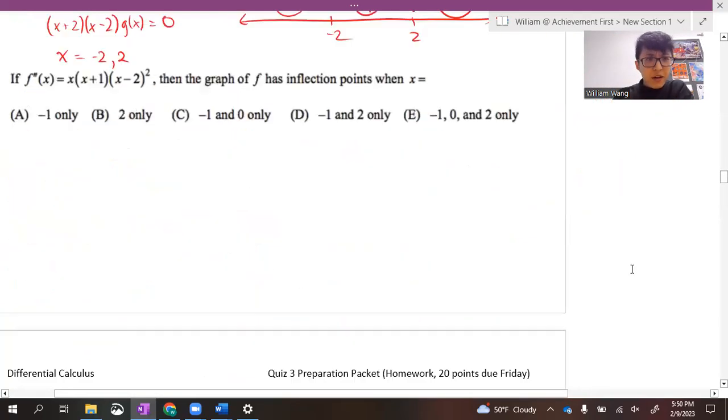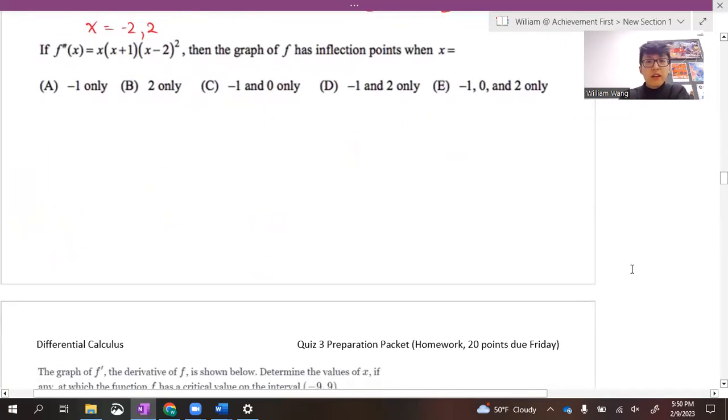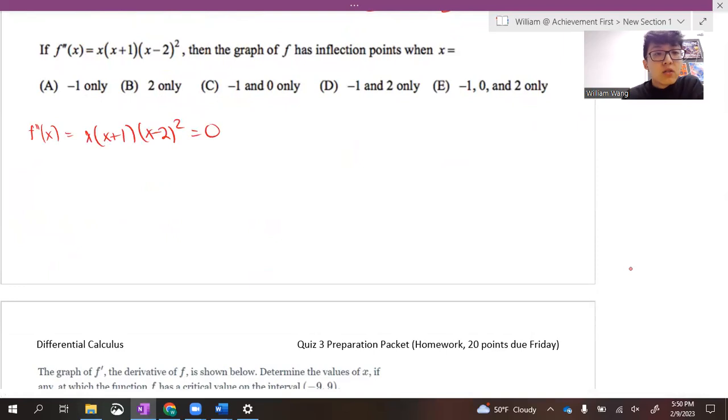Okay, final one, inflection points, right? How do I find whether something's an inflection point? Well, I'm going to do my sign chart, right? Actually, sort of jumping ahead. First, I'm going to take my second derivative and set it equal to 0. So what is my second derivative? Well, they gave me my second derivative. So again, easy because I don't need to calculate anything. Right, so this is set equal to 0.